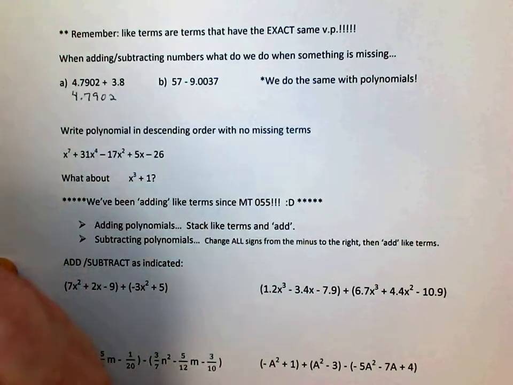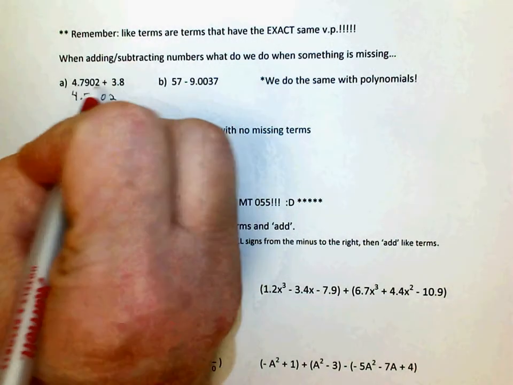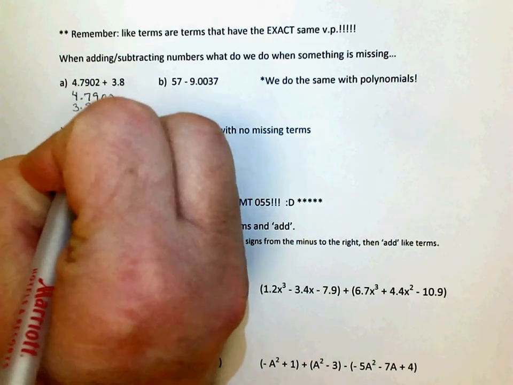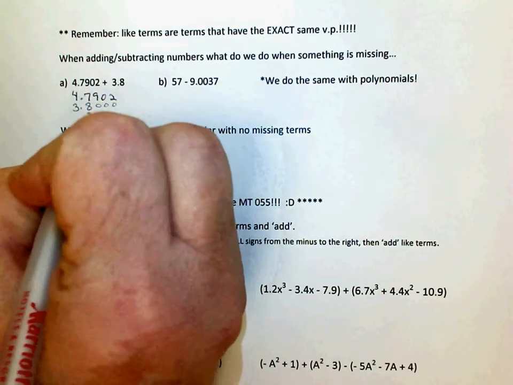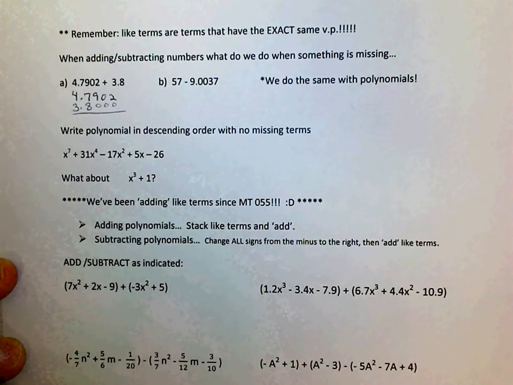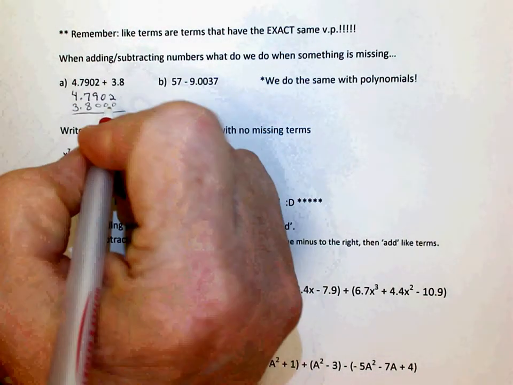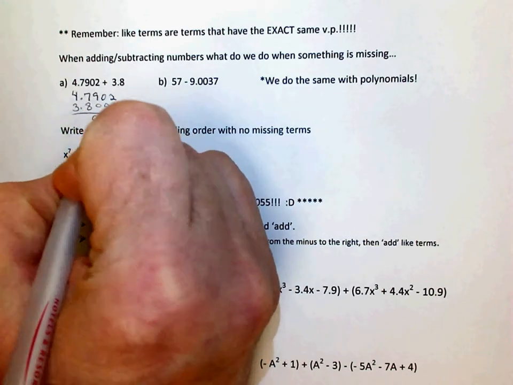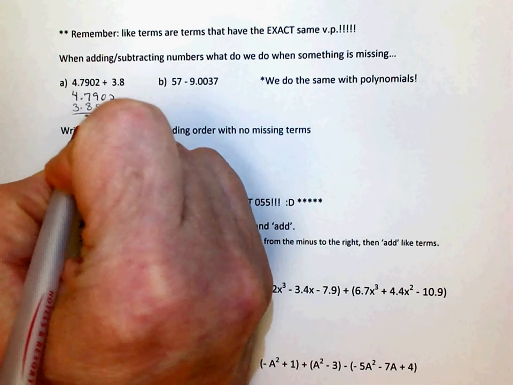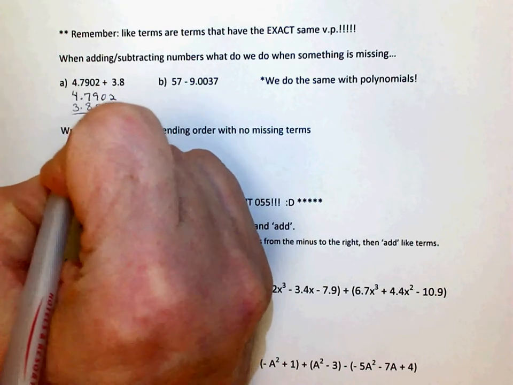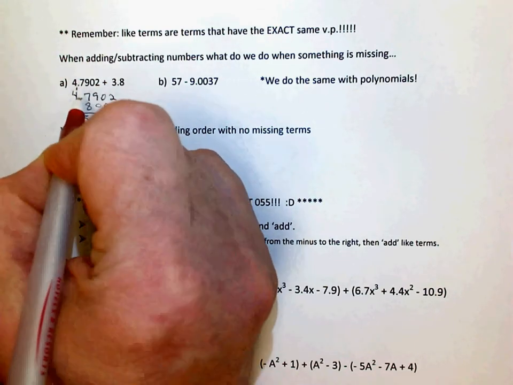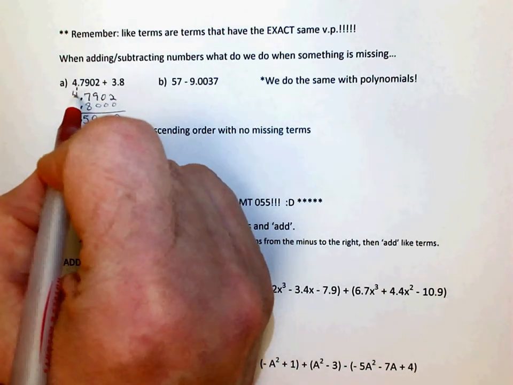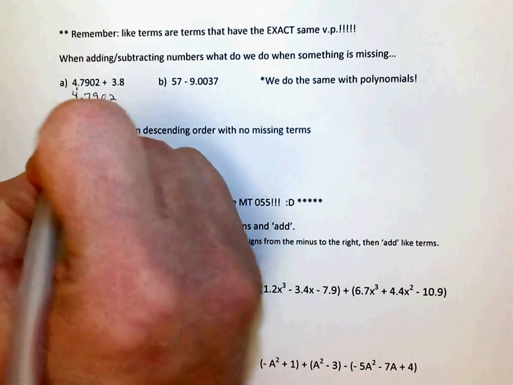4.7902, and remember, when we have decimals, we stack the decimals. So 3.8, and you could put 0, 0, and 0 underneath the rest of it. So 2 plus nothing is 2, nothing plus nothing is 0, 9 plus nothing is 9, 7 plus 8 is 15. So we bring our 5 down, and we carry the 1. Notice our decimals all stacked up. So 1 plus 4 is 5, plus 3 is 8.